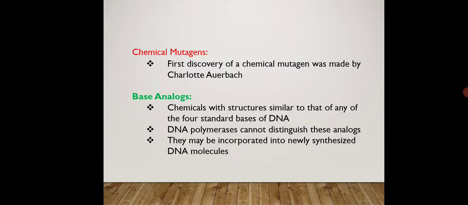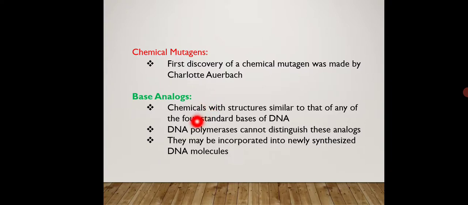Now let's focus on the chemical mutagens. As I told, in this lecture we are going to see base analog. Chemical mutagens were studied by the scientist Charlotte Auerbach, and the base analog is a very major and important mutagen under the chemical mutagens, because it uses carcinogenic chemicals. So what are base analogs? Let's understand the definition of base analog.